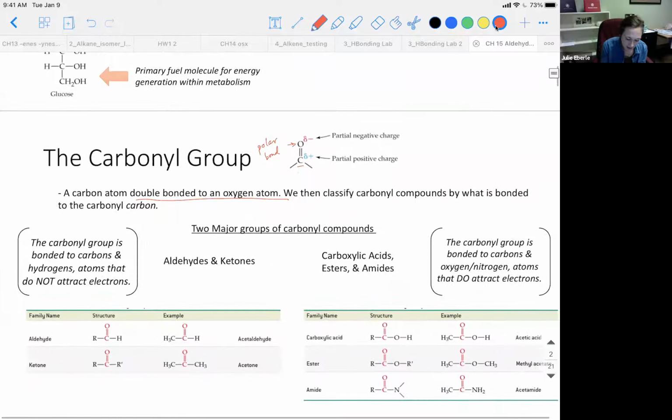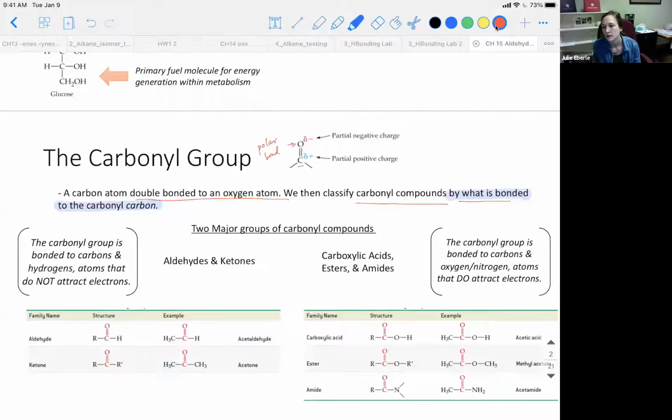And then we classify carbonyl compounds because there's a lot of functional groups that have a carbonyl in them. Aldehydes and ketones being two. But we classify carbonyl compounds by what, I'm gonna highlight this, is bonded to the carbonyl carbon. So this is where we can tailor and customize and get all these other different functional groups, be it esters or amides or ketones or whatever, based on what is bonded to that carbonyl carbon. So there's two major groups of carbonyl compounds, and aldehydes and ketones are on one side.